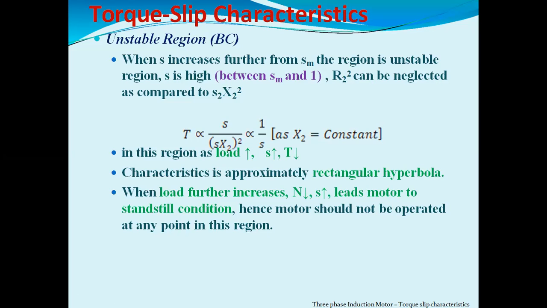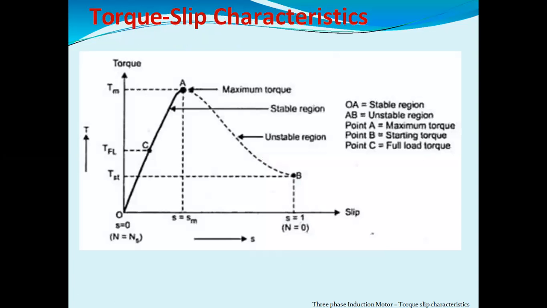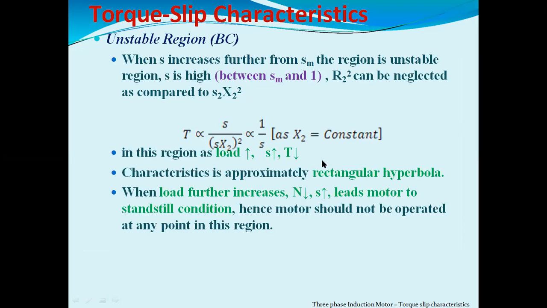So we can say here we will get characteristics that will approximately look like a hyperbola. In mathematics, in the conic section, the parabola, hyperbola, ellipse, when we see here, the value of torque will decrease. How will it decrease? It will decrease exponentially. So we can say this is hyperbola characteristics, approximately like a rectangular hyperbola.